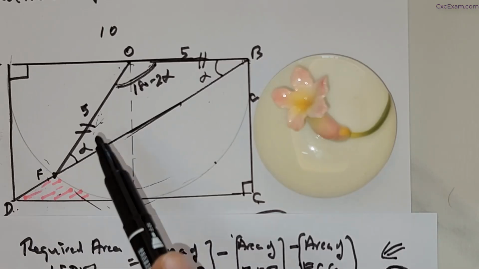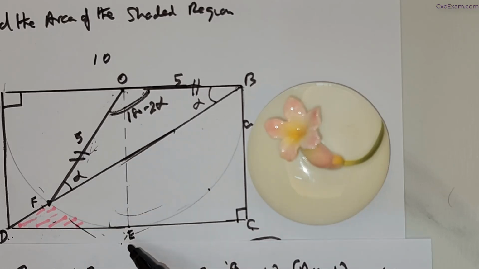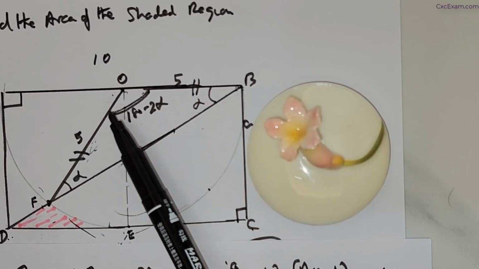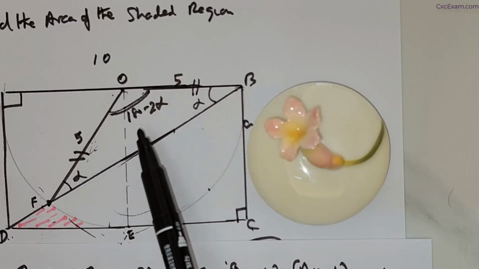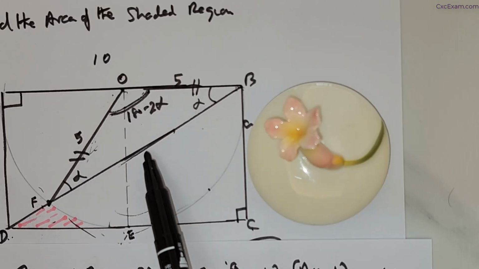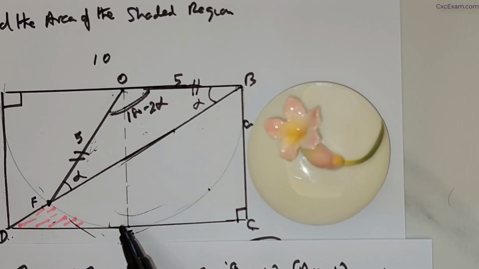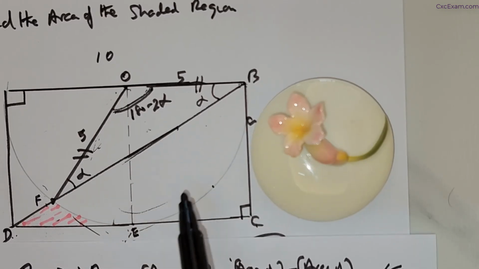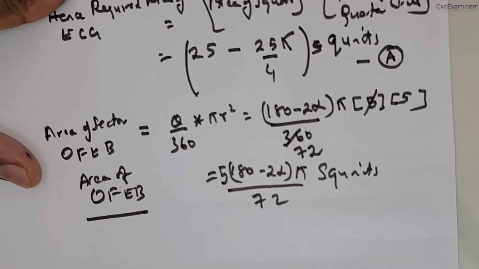So what I'm going to do is take the sector area OFEB. From the sector area I am going to take this triangle, the isosceles triangle's area, out. And once I take that triangle's area out from the sector area, I would be left with FEB, right, which is what is required. So I'm going to write that down here.